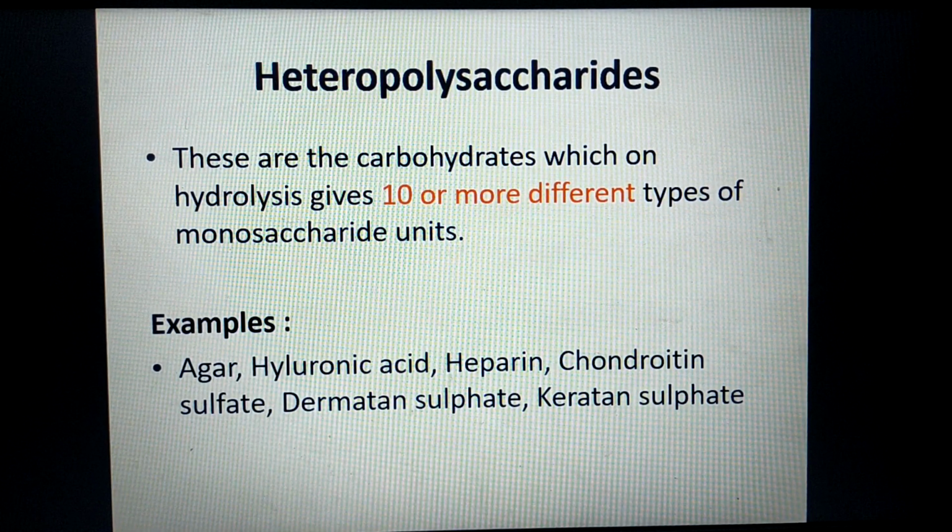Heteropolysaccharides are the carbohydrates which on hydrolysis give 10 or more different types of monosaccharides. The examples include agar and glycosaminoglycans. The examples of glycosaminoglycans are hyaluronic acid, heparin, chondroitin sulfate, dermatan sulfate, keratan sulfate, etc. So this is about the classification of carbohydrates.